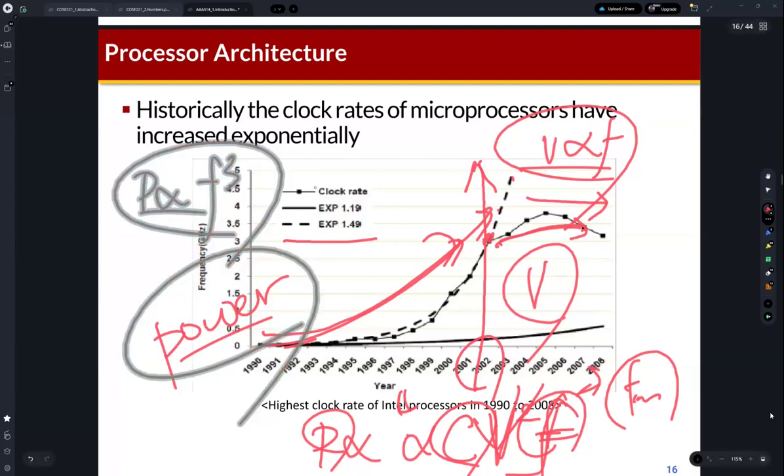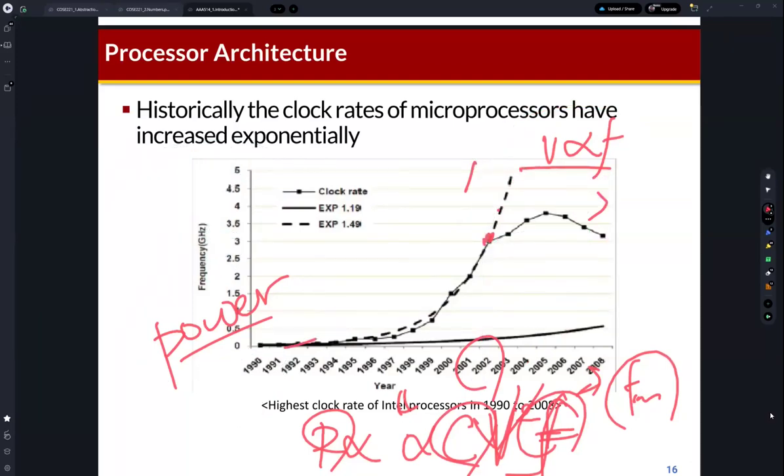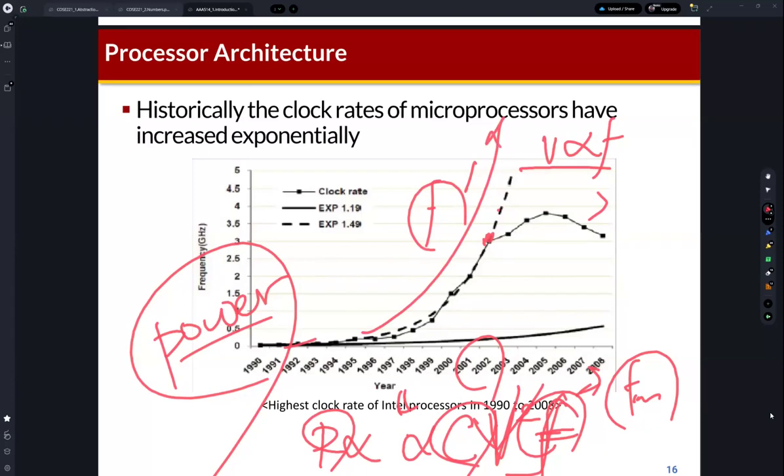Actually, the most direct way to increase the performance of a CPU is to increase the clock frequency. Why? Because if the clock frequency is increased, then the processor can execute instructions very quickly. In the same time, the processor can receive more instructions. Right. But power is also very critical. So if we just increase F like this, then our computer may require nuclear heat. So it's not possible.